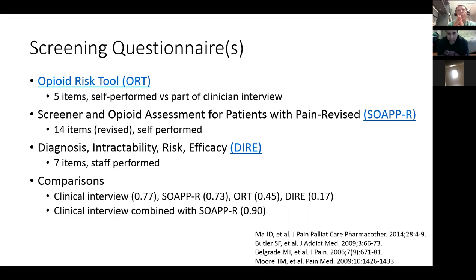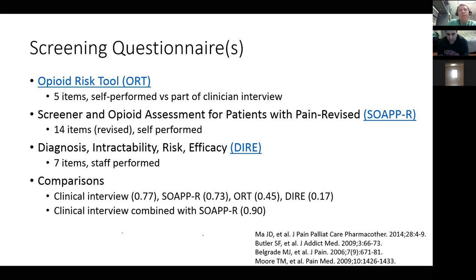The SOAP-R tool, which is a 14-item tool and is self-performed, is a bit more opaque in its questionnaires. It's not quite so obvious, and I think is probably a more useful tool, although it's more in-depth and takes more time, and it would be best used out in the waiting room prior to actually seeing the provider, and a report then being generated prior to the provider seeing the patient in the clinic setting.